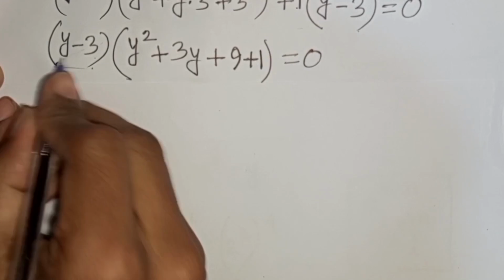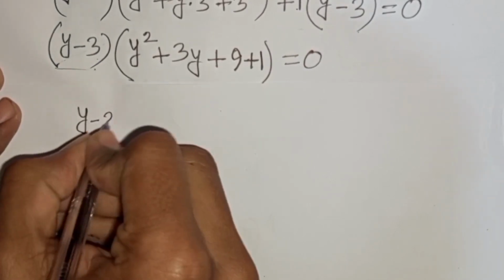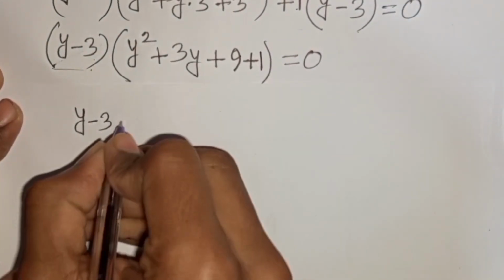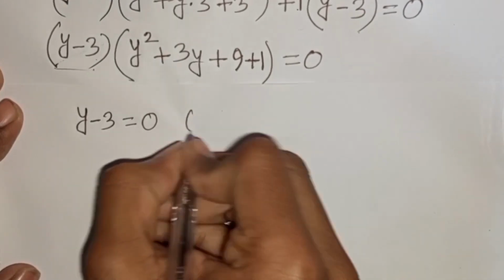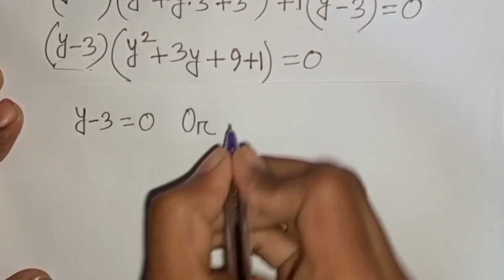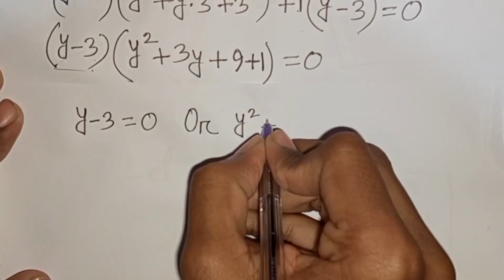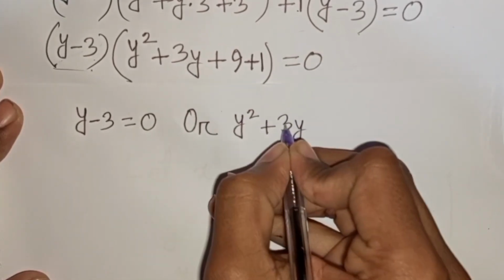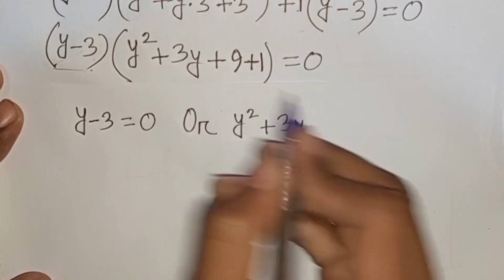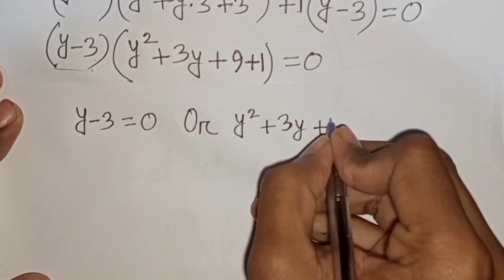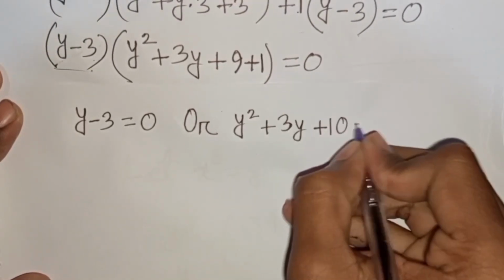Now we can write here y minus 3 is equal to 0, or y square plus 3y, then plus 9 plus 1, that means it will be plus 10, is equal to 0.